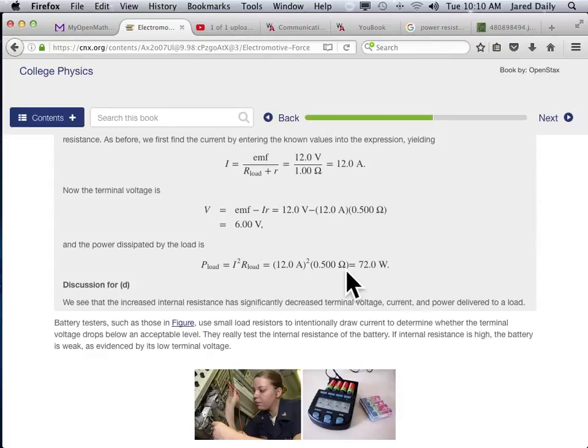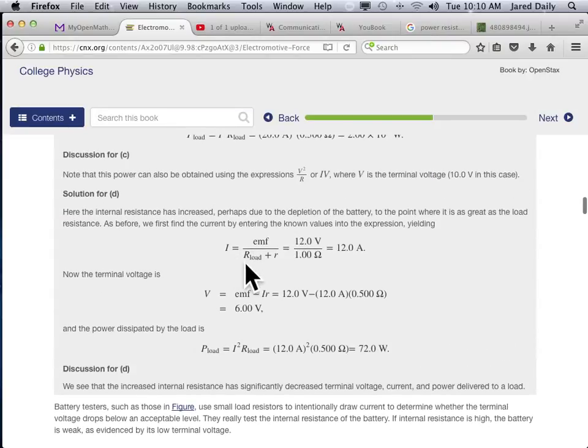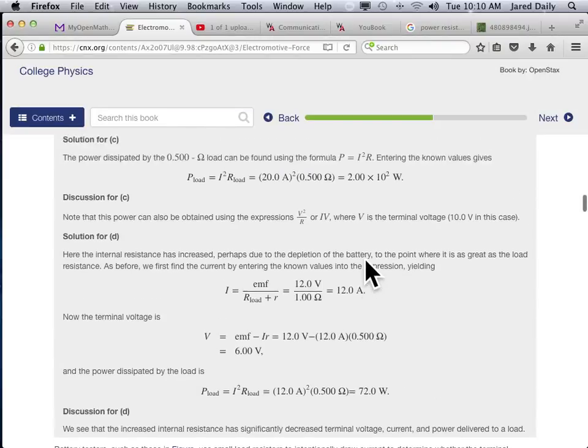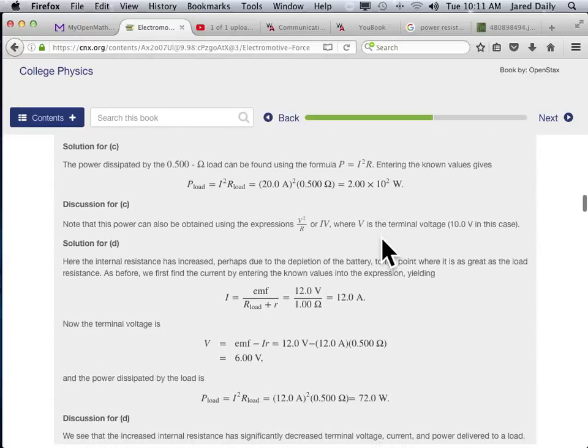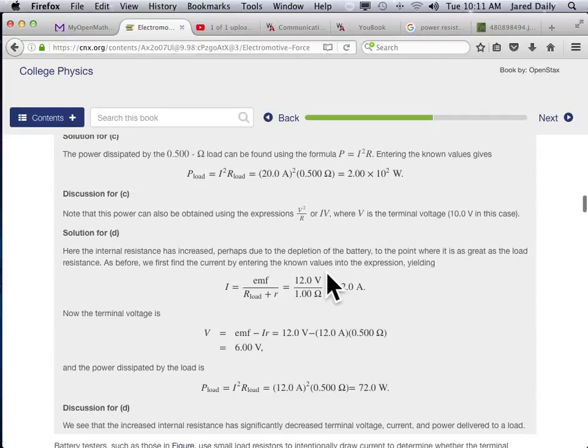If it increases to 0.5 ohms, then we have a different current because we have a different internal resistance. So it becomes 12 volts over 1 ohm now of load plus resistance, and we get 12 amps. Notice that before we had 20 amps with only 0.1 ohms of internal resistance. We got more current out. In this case, we got less current out because the internal resistance increased.